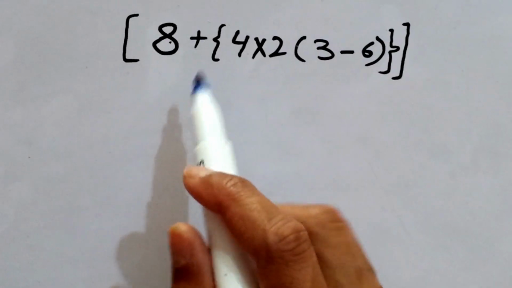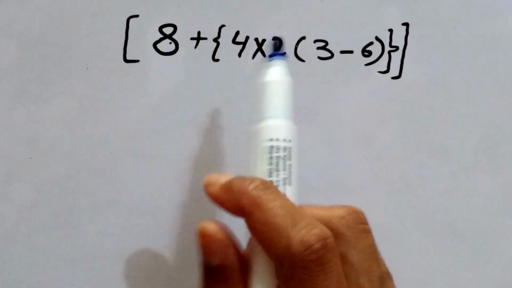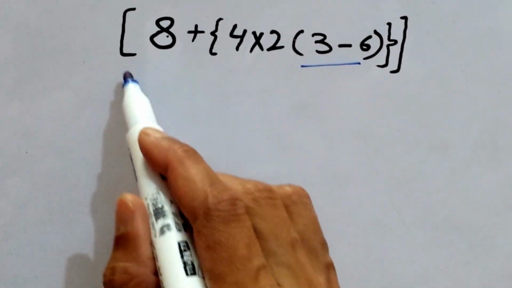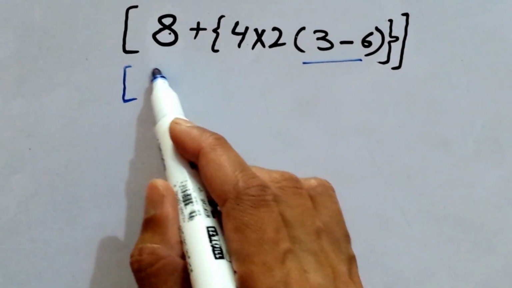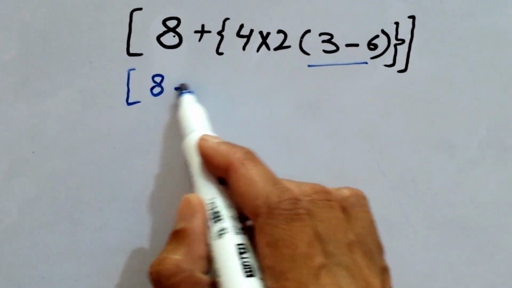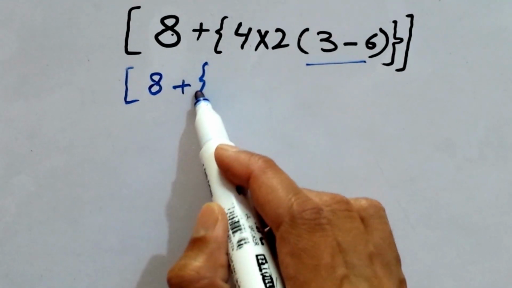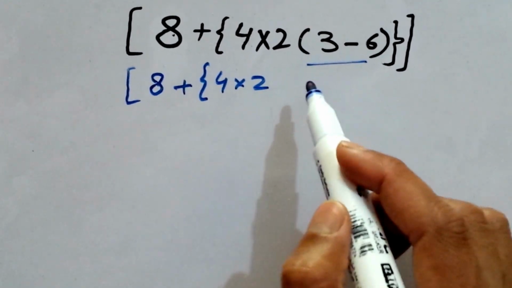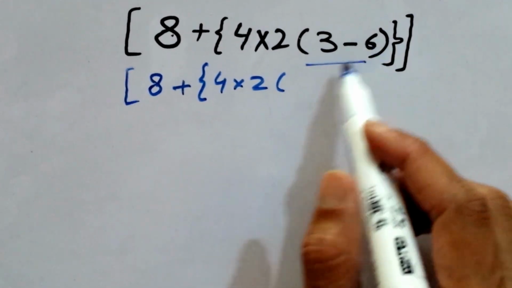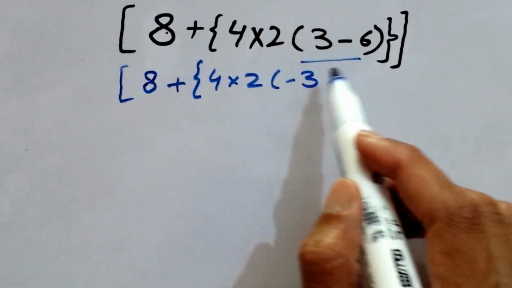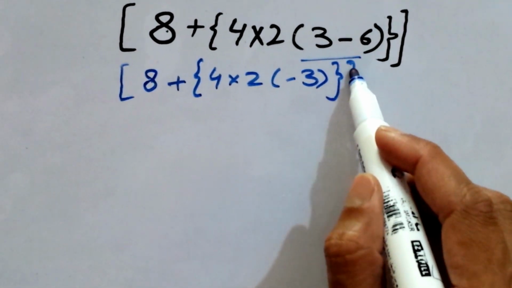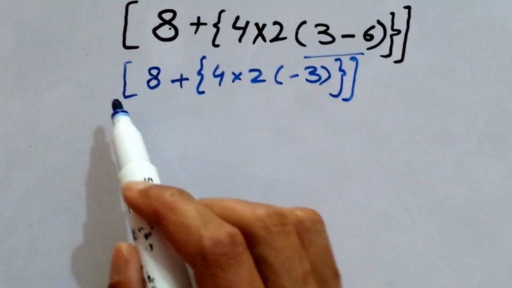Okay, so step 1, parentheses, round bracket first, right? So 8 plus curly bracket 4 times 2 and 3 minus 6 equals minus 3, curly bracket and then square bracket.